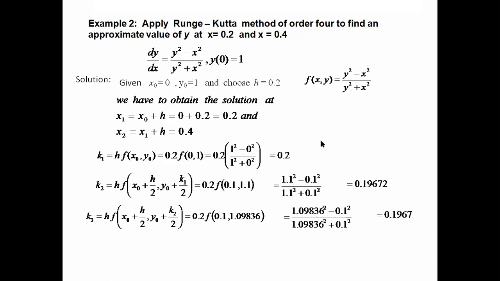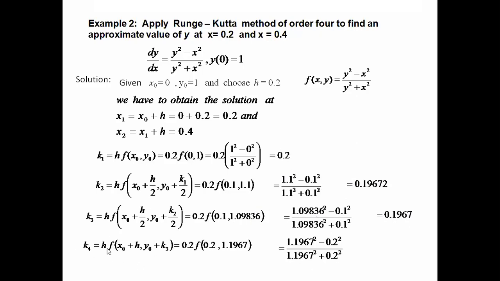Note that in the RK method of order 4, k2 and k3 will always be near each other, because the slopes are at very near points, so we get almost the same answer. But k1 and k4 are different. What is k4? h into f of x naught plus h, comma y naught plus k3. At this point you need the slope. To get the slope, this is the relation given, and using it we get 0.1891.